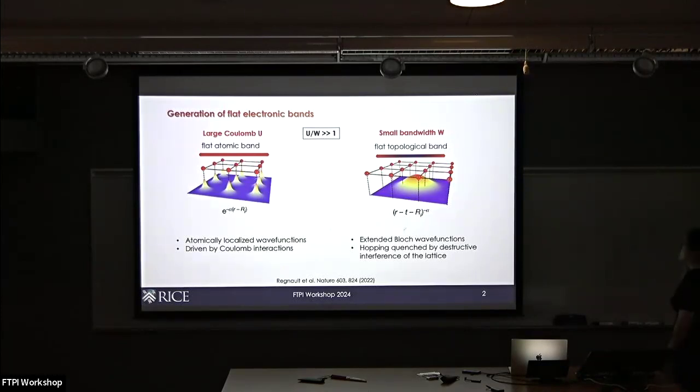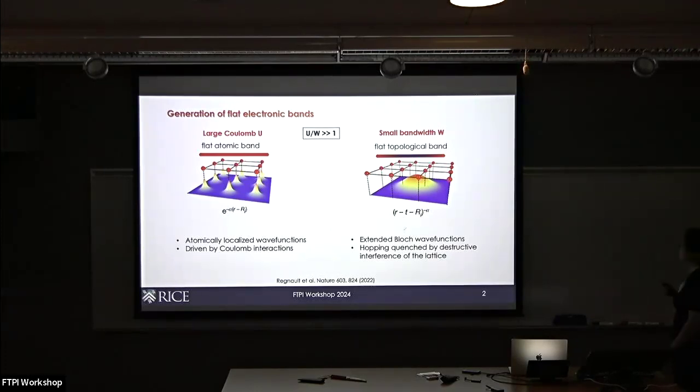You can crank up the Coulomb interaction U, and in that limit, we're very familiar with this side of things. Here, we would see atomically localized wave functions on atomic sites with very little overlap. This is the case that we're familiar with in Mott insulators or heavy fermions and so on and so forth. You can also achieve flat bands by squeezing down the bandwidth.